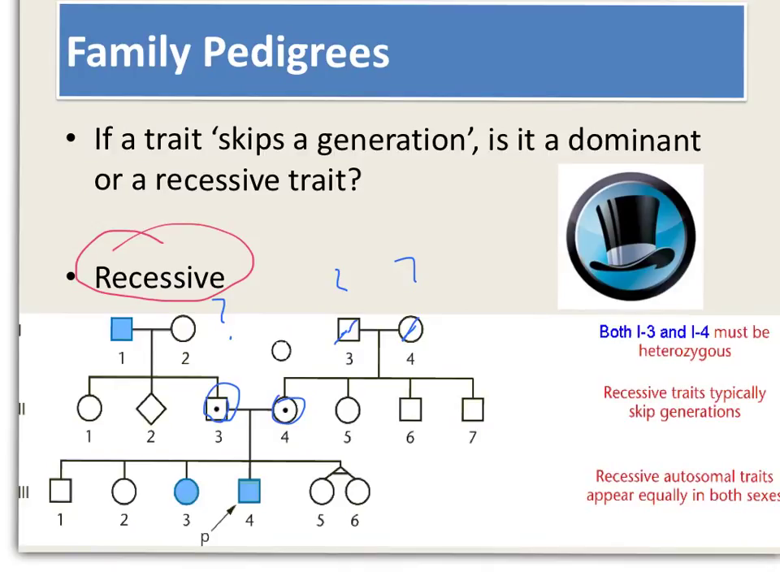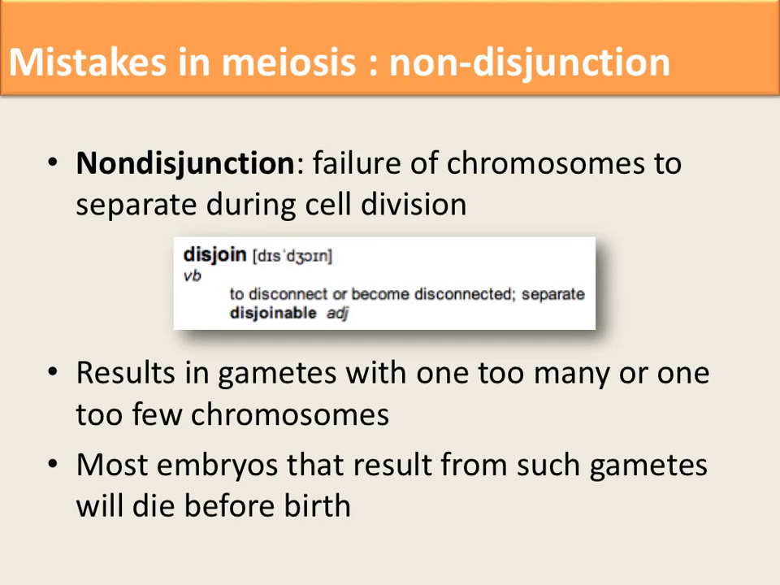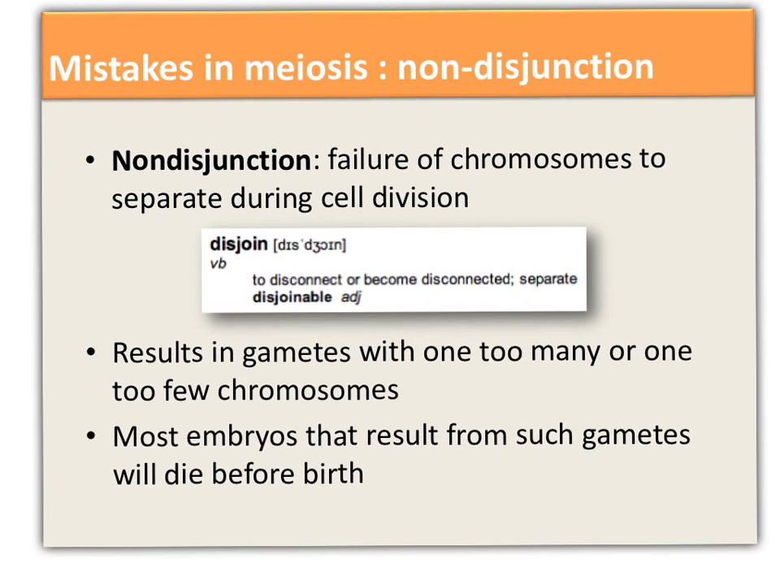So these are all somatic cells. They're autosomal or somatic. They appear equally in both sexes. They have nothing to do with sex chromosome. Mistakes in meiosis happen. So, one is non-disjunction, failure of chromosomes to separate during cell division.